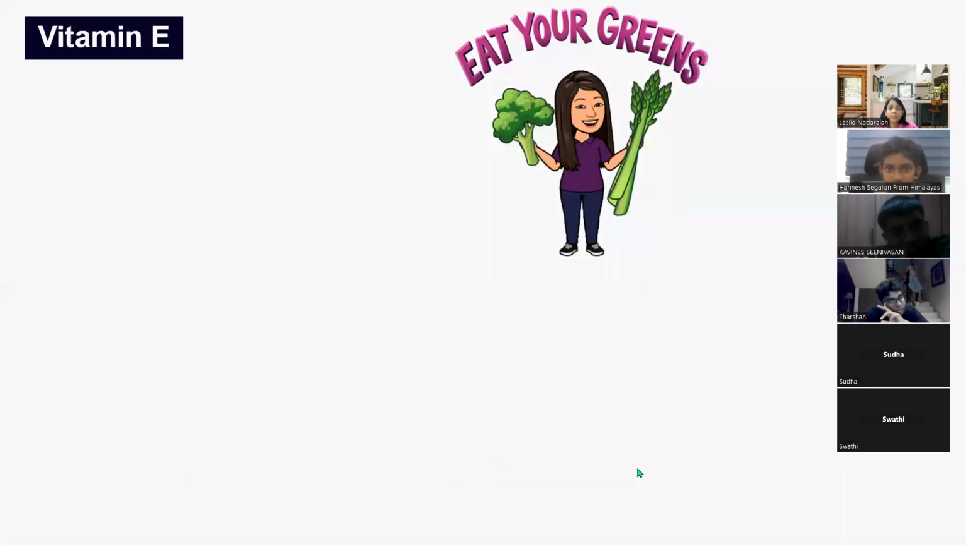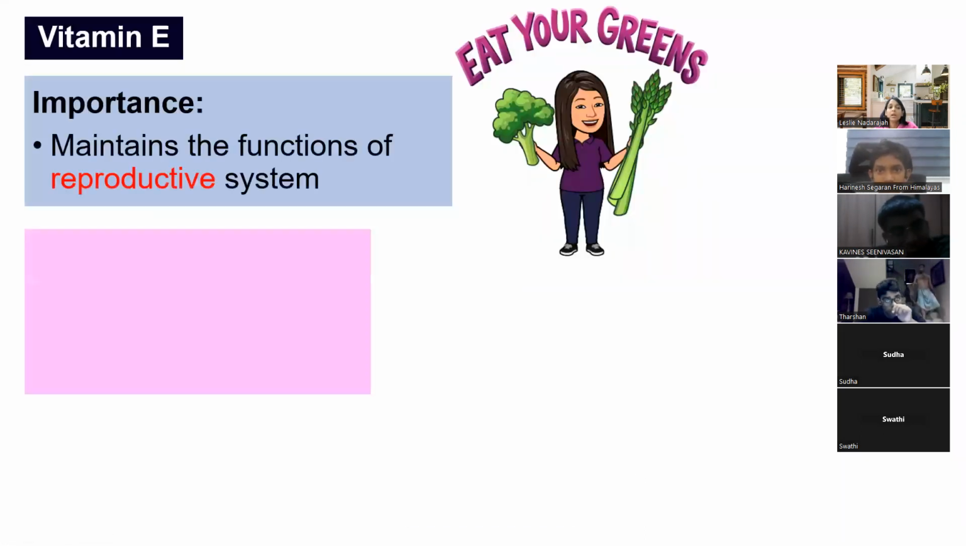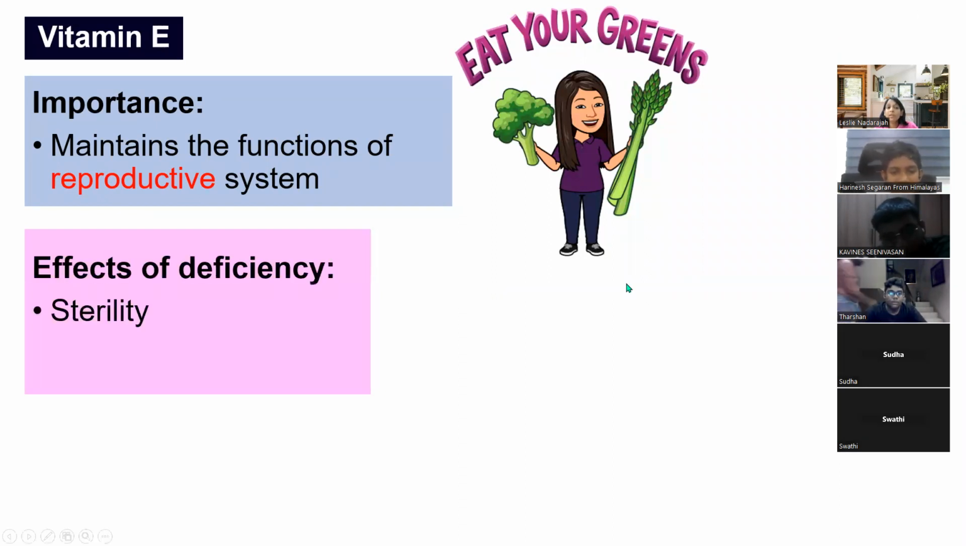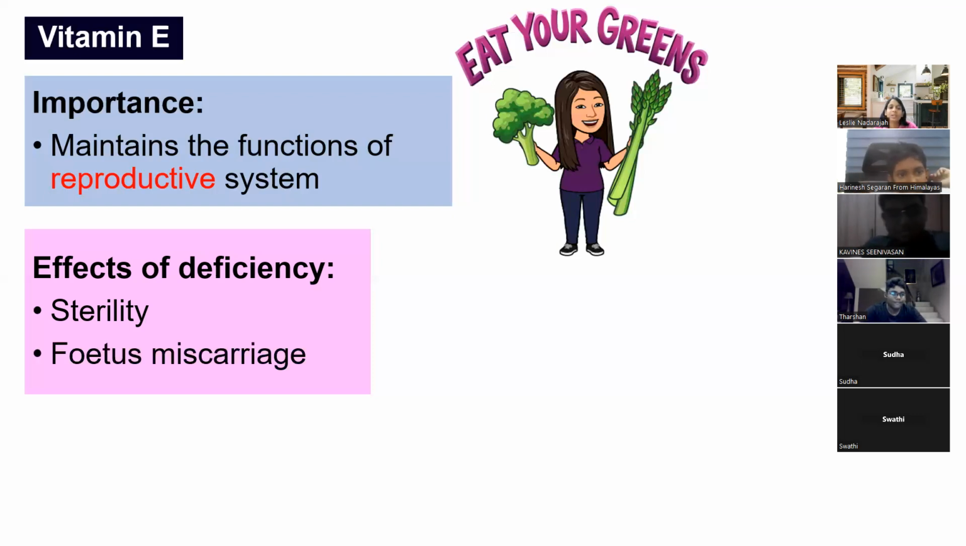Okay, let's move on. Vitamin E is good for your reproductive system. I don't think I need to tell you what the reproductive system is, do I? You all know, right? So you need to take vitamin E. If you don't take vitamin E, you will get sterility. What does sterility mean? You cannot reproduce. You cannot have children in the future. So if you want to have children in the future, make sure you take your vitamin E.